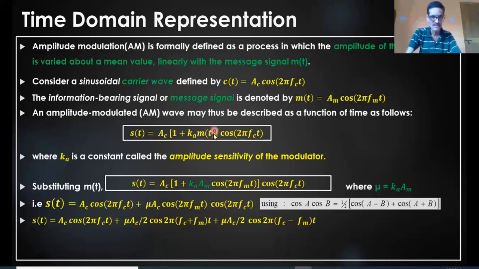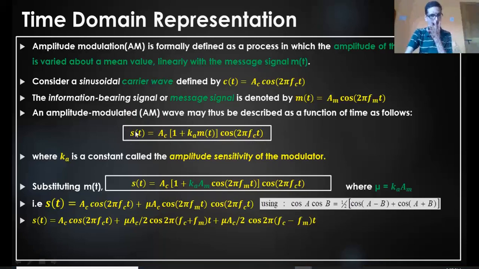So as the instantaneous amplitude of the message signal changes, this entire envelope, what we say Ac (1 + Ka m(t)), is nothing but the envelope of the modulated signal. So this is going to change. As m(t) changes, this amplitude changes. We are going to retain the same frequency of the carrier. That's what we get as the standard equation for the AM signal.